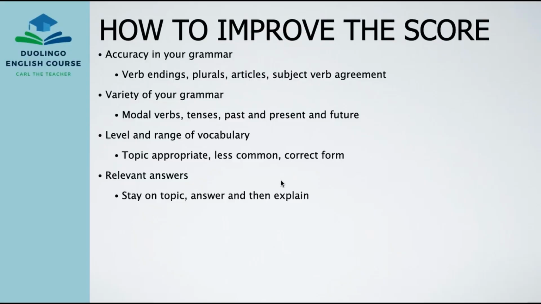Relevant answers. So staying on topic, answering it and then explaining it. Don't just, if the question is talk about your favourite food, say: My favourite food is pizza. Next bit. When do you have pizza? I have pizza on a Friday. Next bit. Who do you have pizza with? I have pizza with my friends. No, you've got to explain a bit. Well, my favourite food is pizza. In fact, I quite often like a thin crust pizza from a well-known pizza chain or from a shop that's around the corner. So explaining it and giving information helps you there.